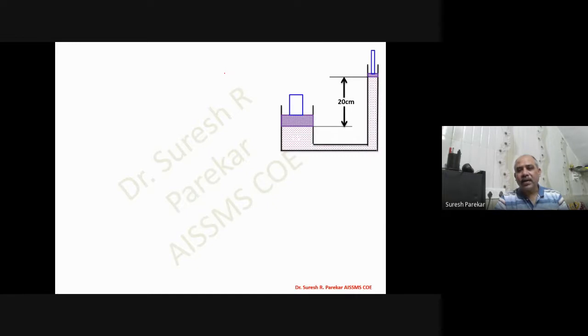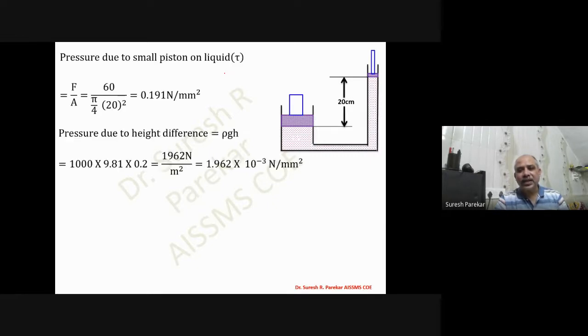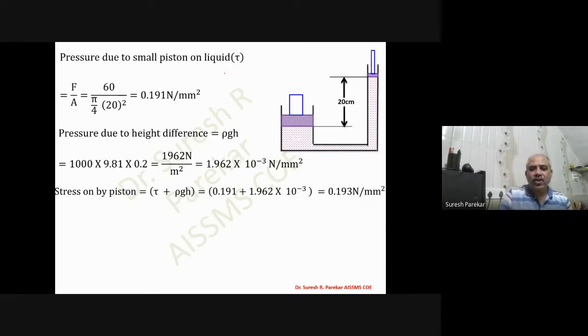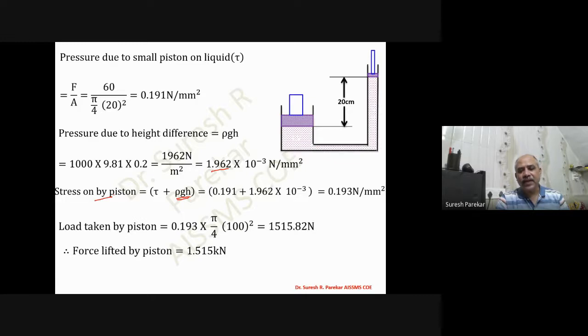Now for the 20 centimeter height change, we just have to add the term rho gh to this. The stress we have already calculated, so we add rho gh, which we have already calculated over here, and that gives us the stress on the piston. Then we multiply it by the area, and that gives us the value 1.515 kilonewton.